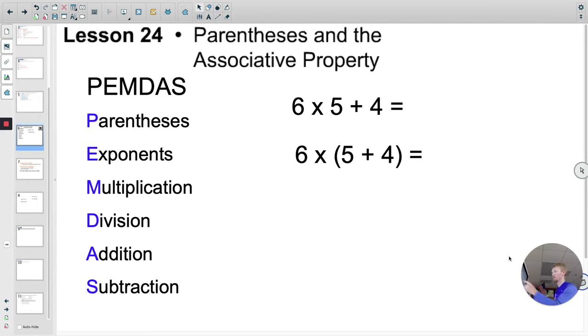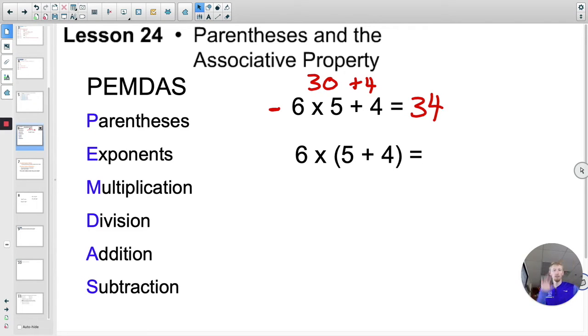So I'm going to do both of these math problems, and we'll see exactly why the order of operations is important for us. Okay, so 6 times 5 plus 4. If I follow my order of operations for this top one, there are no parentheses, there are no exponents. Multiplication, so 6 times 5 gives me 30. Division, no division. Addition, plus 4. So 30 plus 4 gives me 34. Okay, that's the top one.